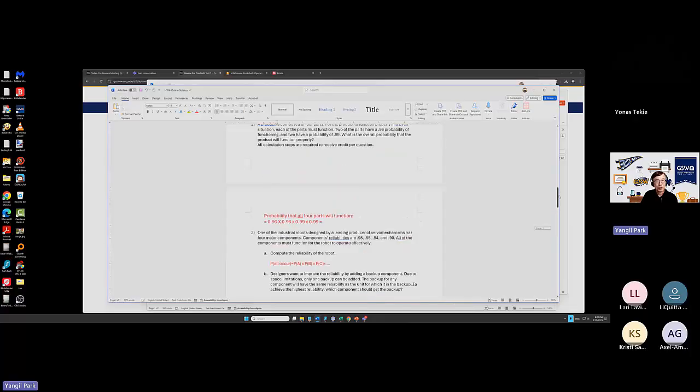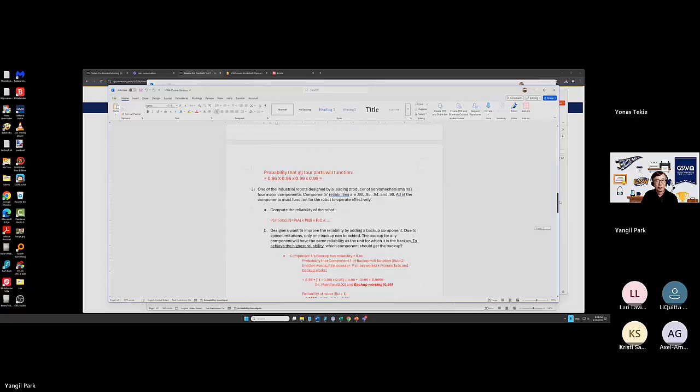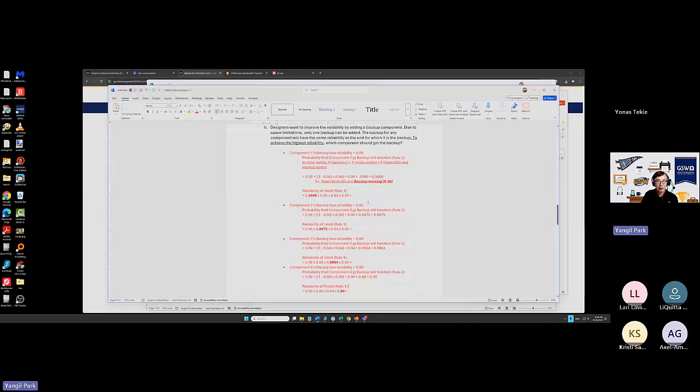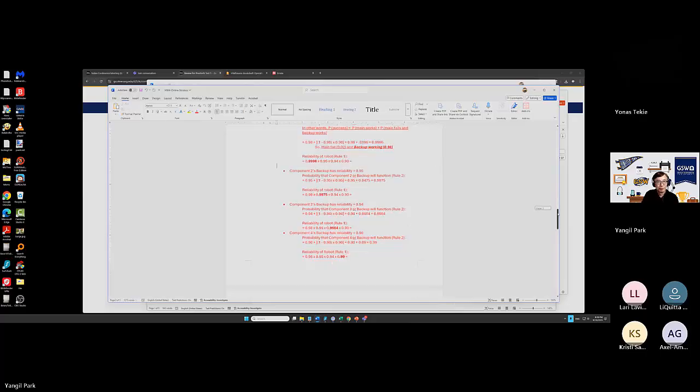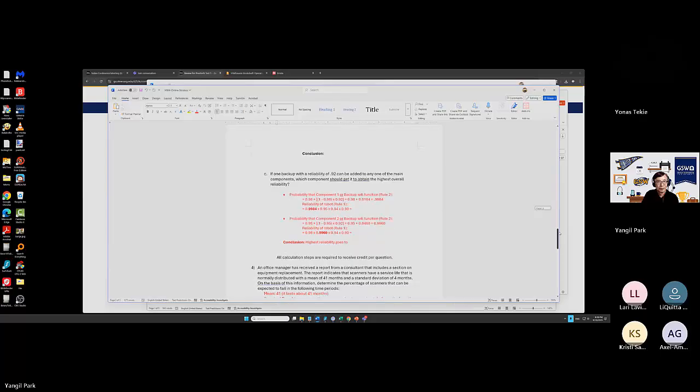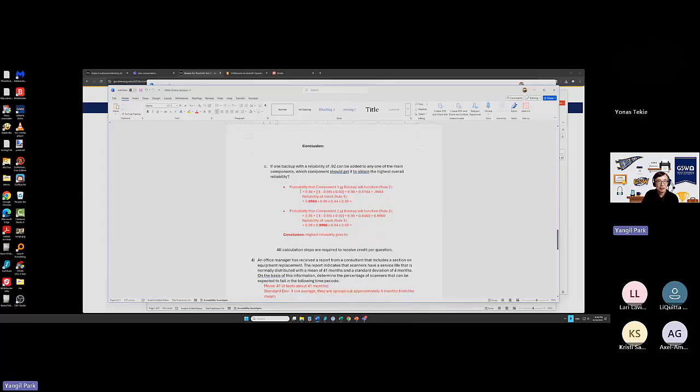Any question about that one? Question number 3. This is the same as the previous one in terms of calculating backup and main using this formula. All right, that's question number 3C. One backup with a reliability of 0.9 can be added. So we want to add a backup, but the reliability is 0.92.